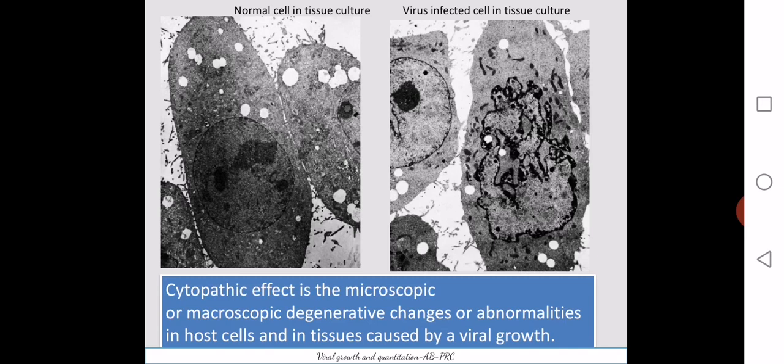This is about cytopathic effect, which is a microscopic or macroscopic degenerative change or abnormality in host cells and tissues as a result of viral growth. You can see the normal tissue and the tissue after a viral growth. So these are the two very common methods for the detection of viral growth in a tissue culture, right?